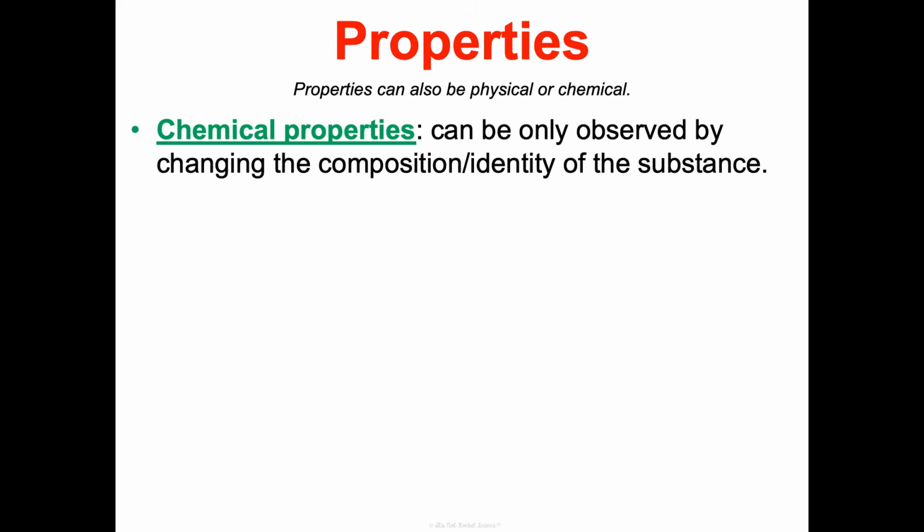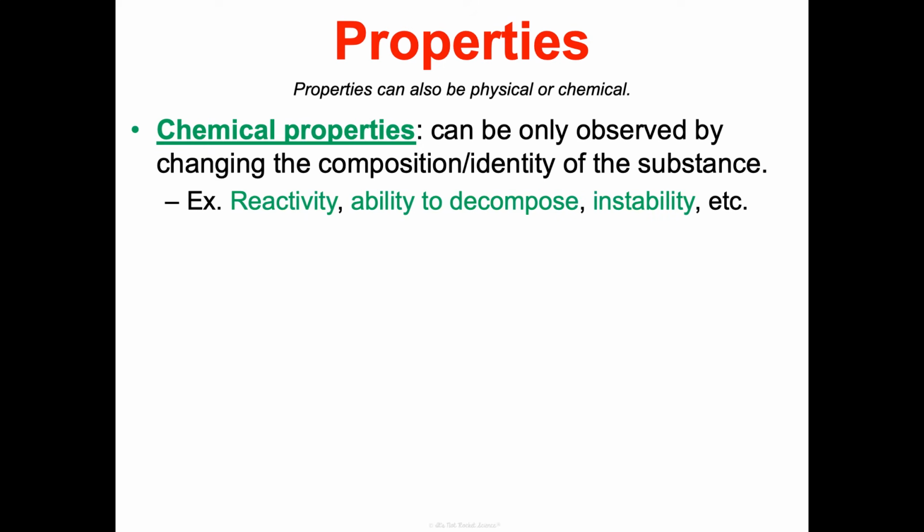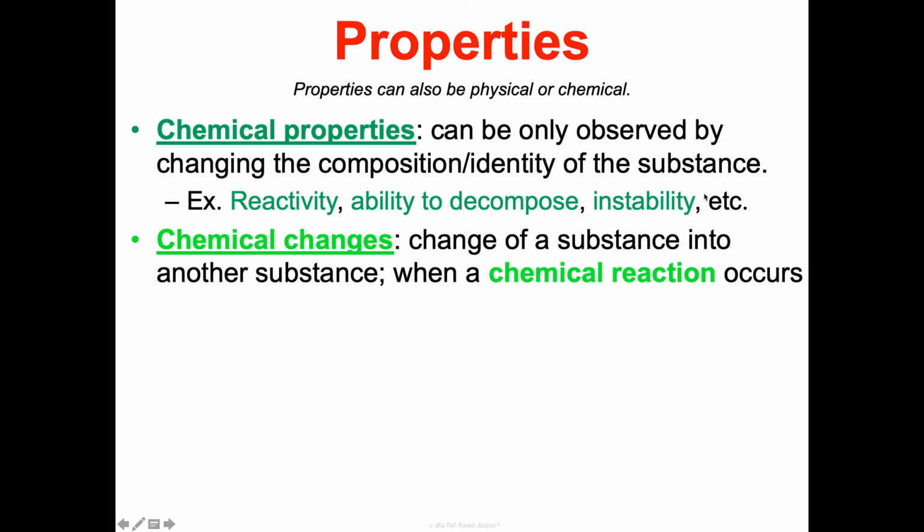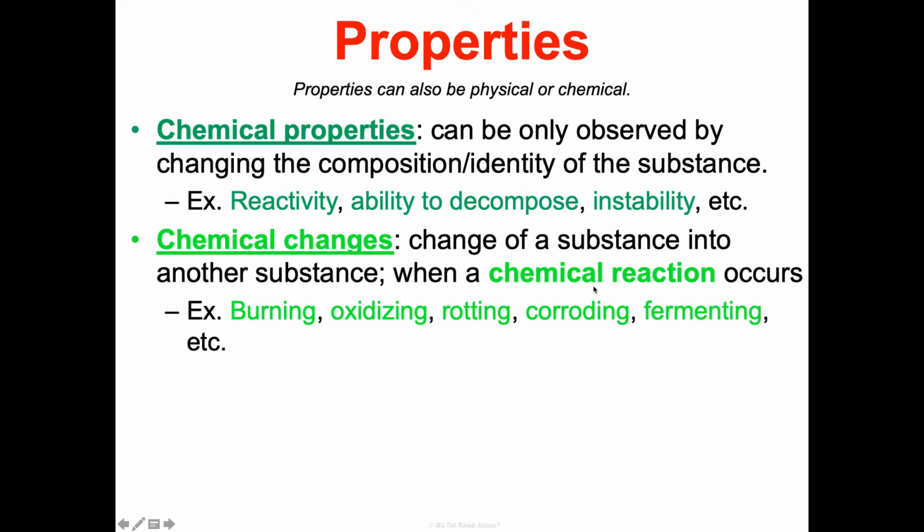Okay? Chemical is different. Chemical properties, we can only observe them by changing the actual composition and identity of a substance. So if I want to see how reactive a substance is, how well it decomposes, how unstable it is, all of those things, in order to observe or measure them, are going to require me to actually change the substance. It's going to cause a chemical change, a change of a substance into another substance. And when a chemical change happens, a chemical reaction happens. Okay? So, for example, burning, oxidizing, rotting, corroding, fermenting, these are all chemical changes.